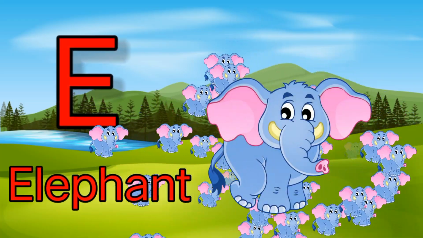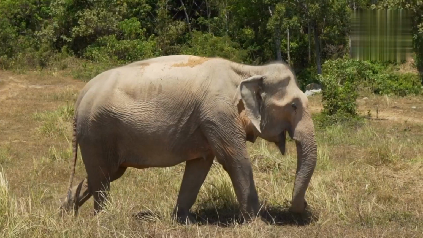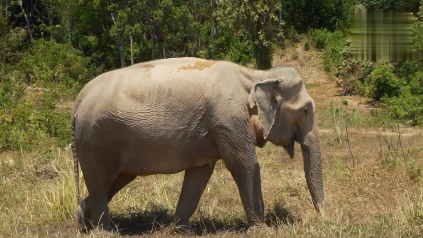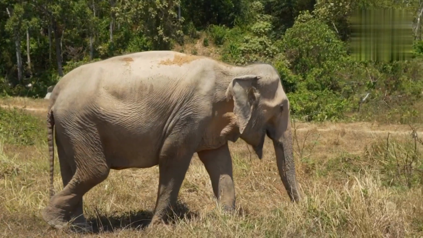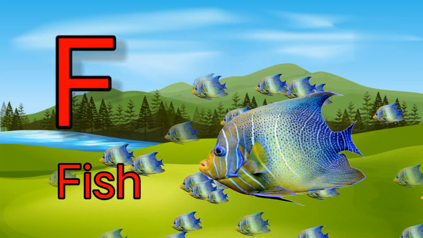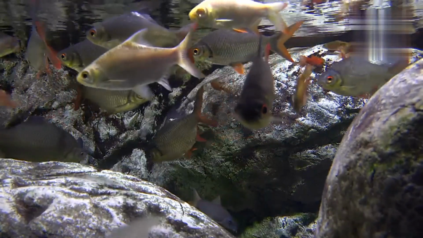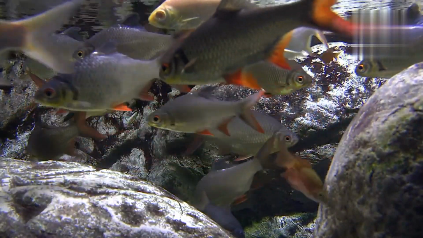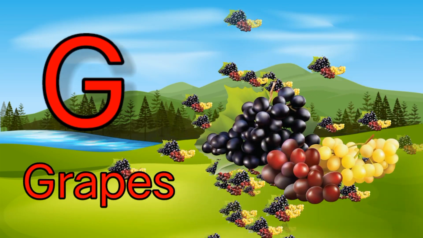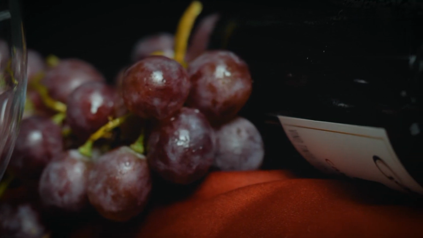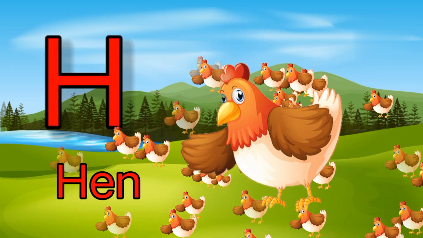E for elephant. F for fish. G for grapes. H for hen.